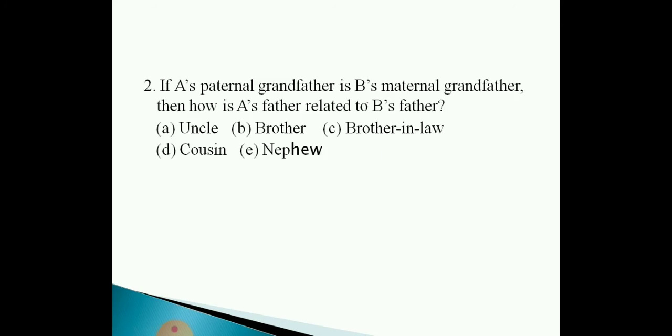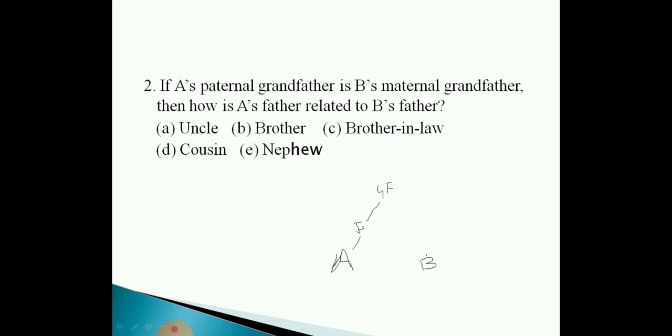Okay, next question. If A's paternal grandfather is B's maternal grandfather, then how is A's father related to B's father? A's paternal grandfather, which means A's father's father, is B's mother's father. Let us check. A's father, I'm taking it as F. Father's father is A's grandfather, I'm taking it as GF. A's father's father is B's mother's father.